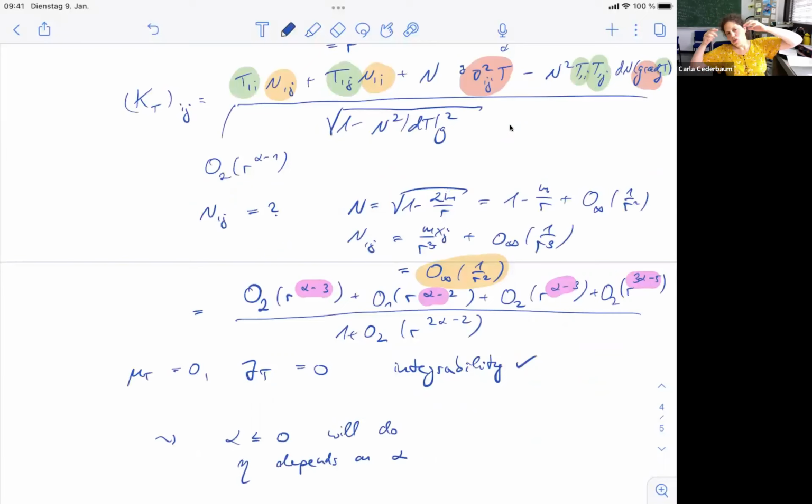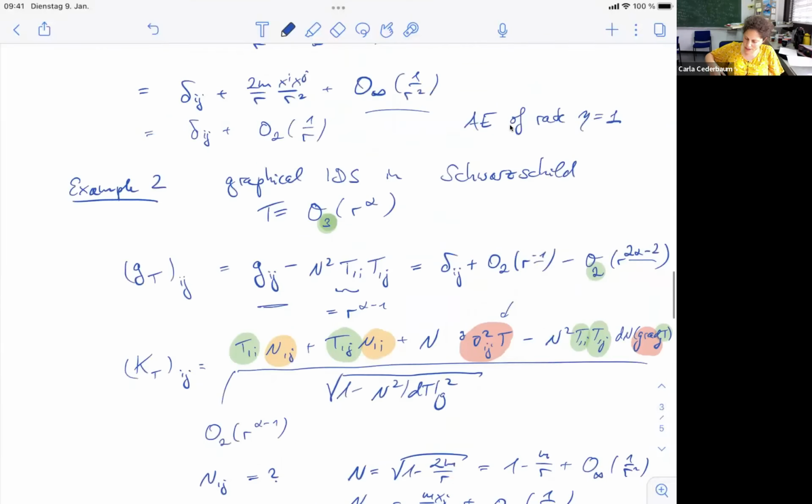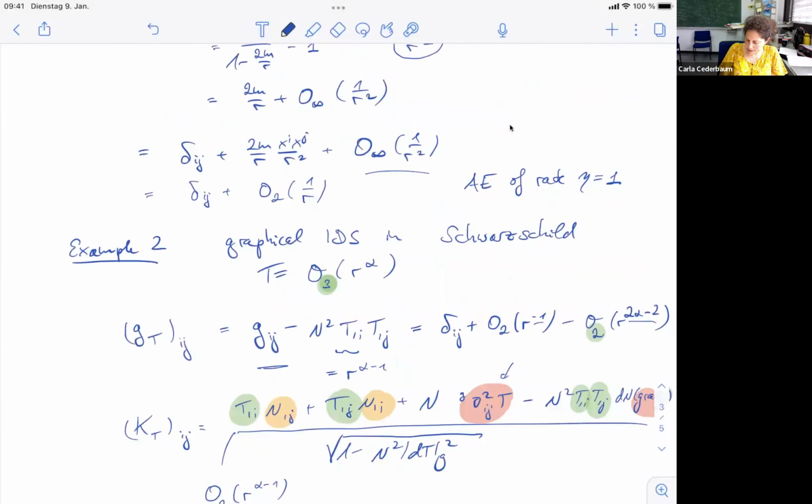So this is just to show you a little bit how such computations will work and why we can expect graphs with decaying graph function. That's what we assume, that if alpha is non-positive, then this graph function is either just bounded or even decaying. Then the induced initial data set information on this graphical hypersurface will be asymptotically Euclidean of some rate eta, which depends on this alpha.